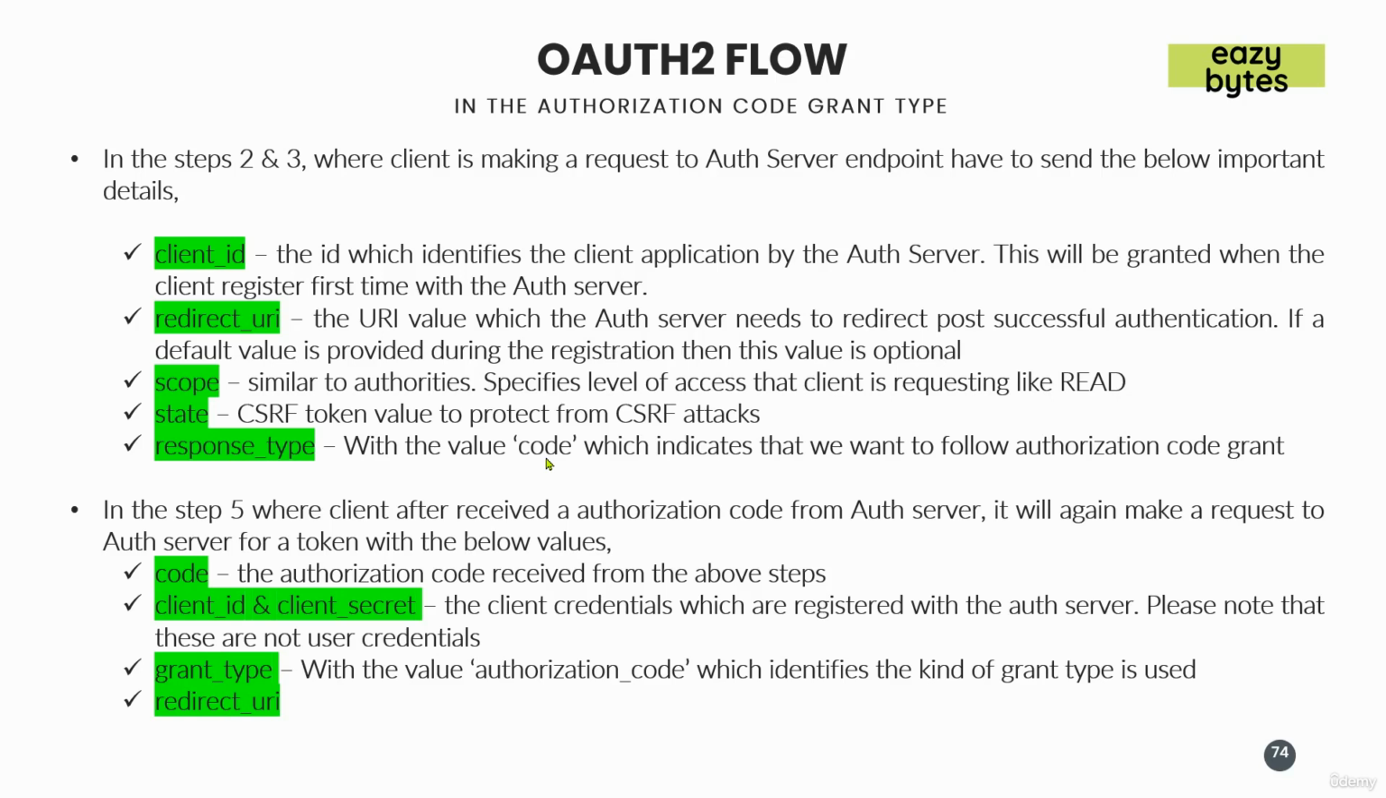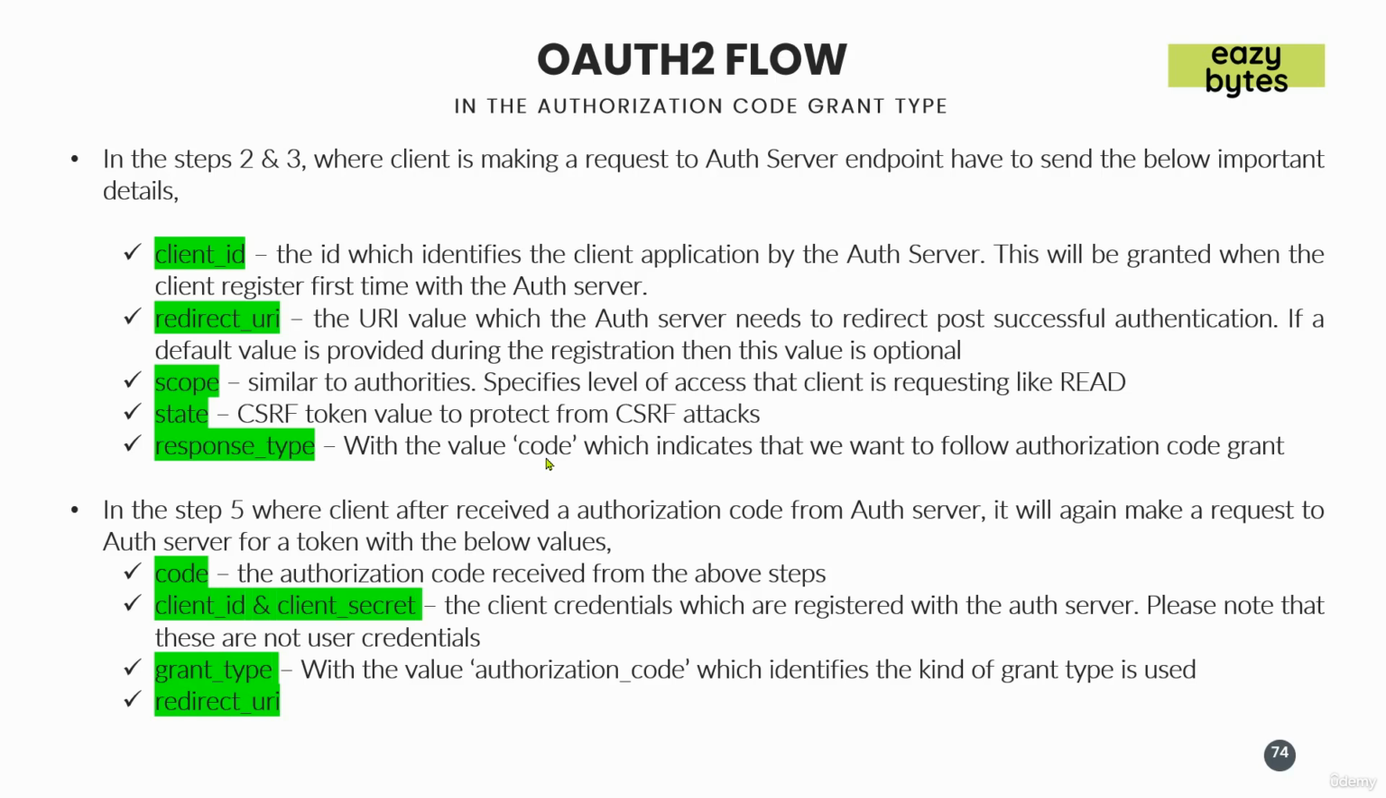So once we send all these details in steps 2 and 3, I'll get an authorization code in step 4, as you can see. Again in step 5, the client, after receiving the authorization code from the auth server, will make a request to the auth server for a token belonging to that particular user. So this time they have to send code. Code is the value that we received in the above steps, the authorization code value.